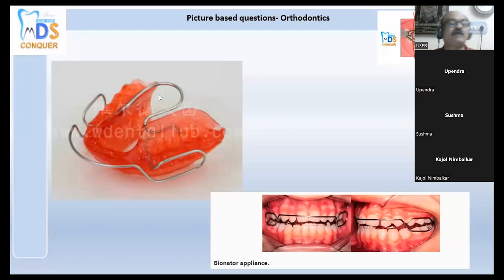And what problem you have in identifying these appliances? May I know it? Some of you have posted. If you can come out, I can answer.